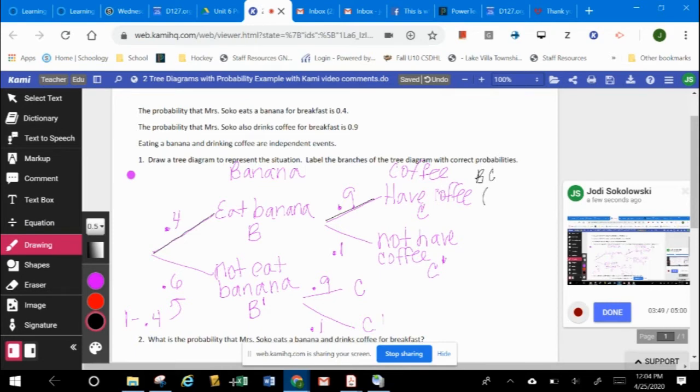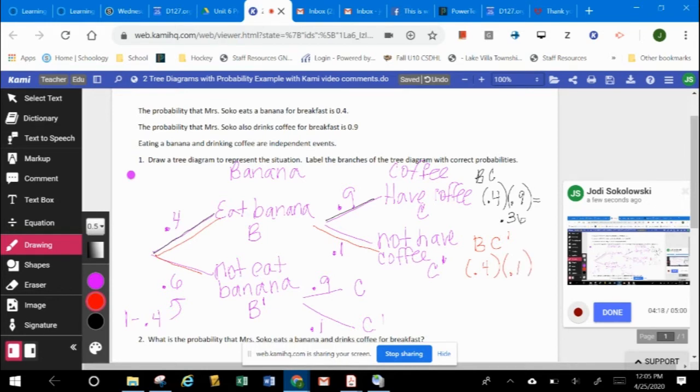My probabilities will be 0.4 times 0.9, which is 0.36 or 36%. If I go and do my next row, which is I don't eat a banana. Oh, actually, JK, let's do I eat a banana and then I don't have coffee. So eat banana and don't have coffee is going to give me 0.4 times 0.1.